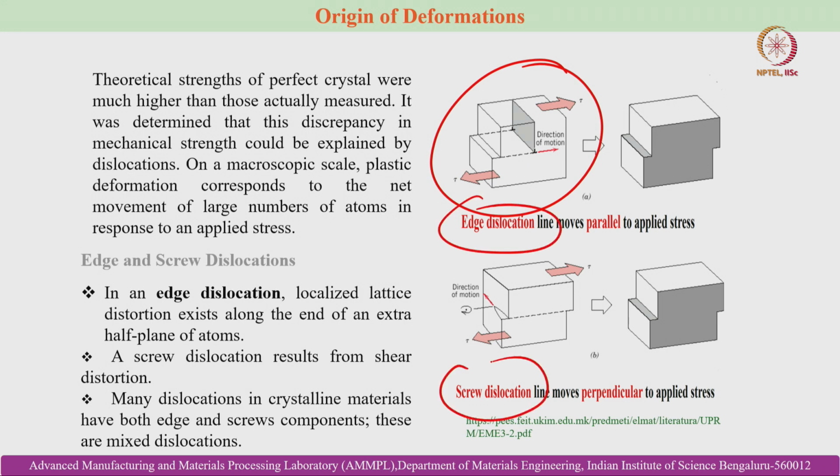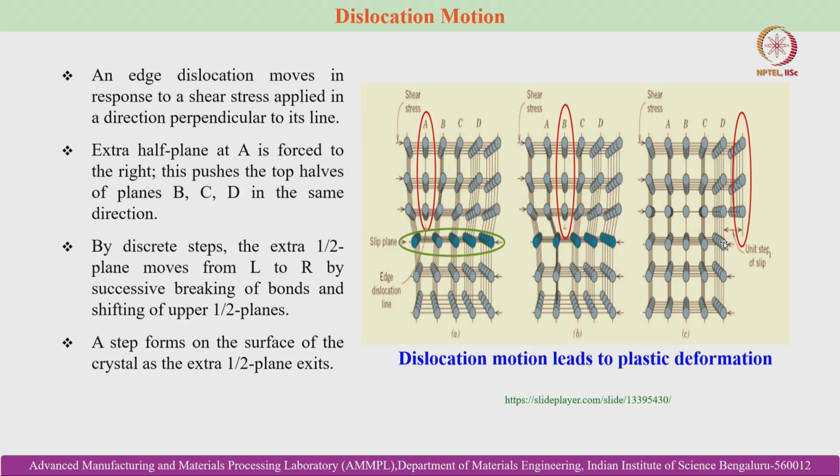Okay. So, many dislocations in crystalline materials have both edge and screw components, and they are basically called mixed dislocations. So, screw dislocations move perpendicular to the applied stress, edge dislocations move parallel to the applied stress. Yeah, so it can be understood.